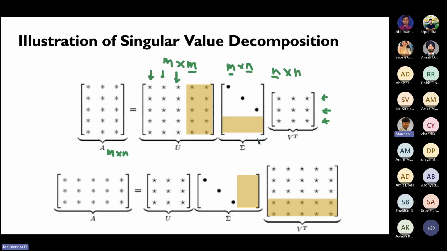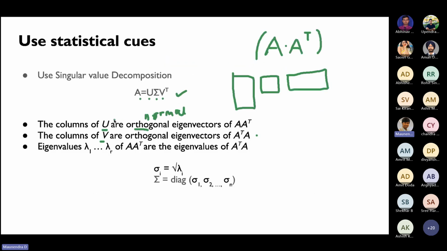Sigma, which is of dimension M cross N. What is that? Now A A transpose has eigenvalues lambda 1 to lambda r. Okay, r stands for the rank. Now what can be shown is that the eigenvalues lambda 1 to lambda r of A A transpose are the same as the eigenvalues of A transpose A.